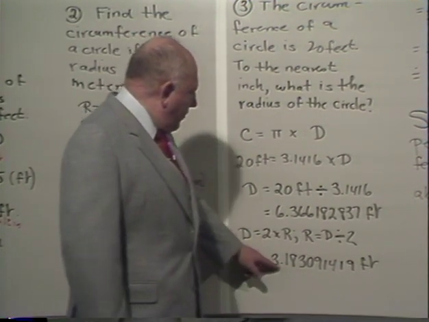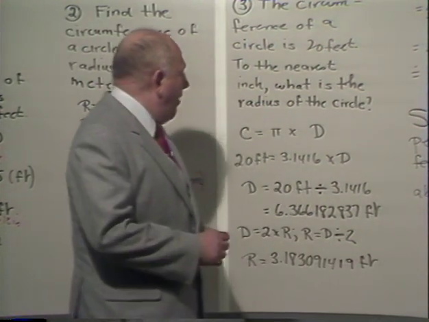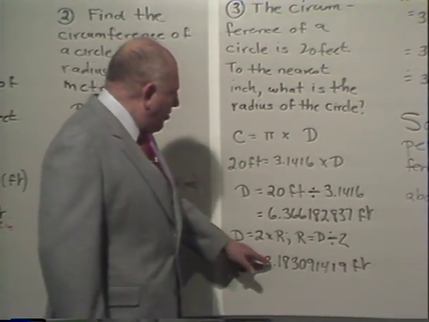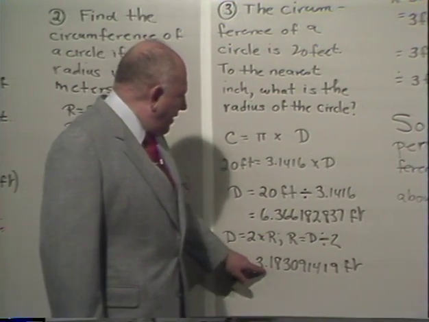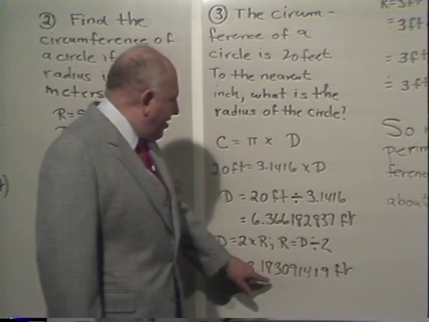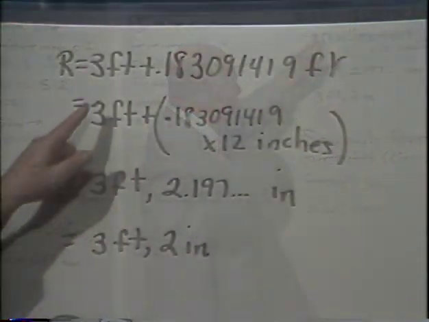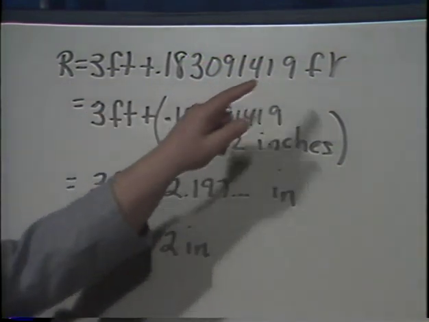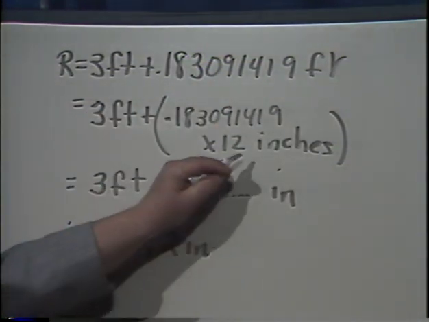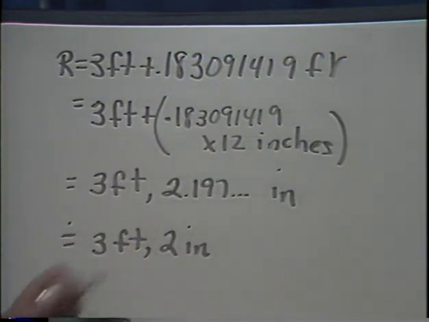So the radius is 3.183091419 feet, but the problem says what? Find the radius to the nearest inch. I know it's 3 feet, but how many inches? And it's not 18 inches, and it's not 1.8 inches. What you have to remember is that this stands for 3 feet plus this fractional part of a foot. A foot is 12 inches, so it's this fractional part of 12, which comes out to be 2.197. So to the nearest inch, this is 3 feet, 2 inches.